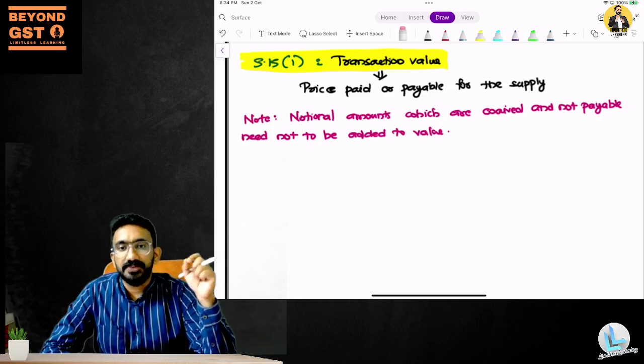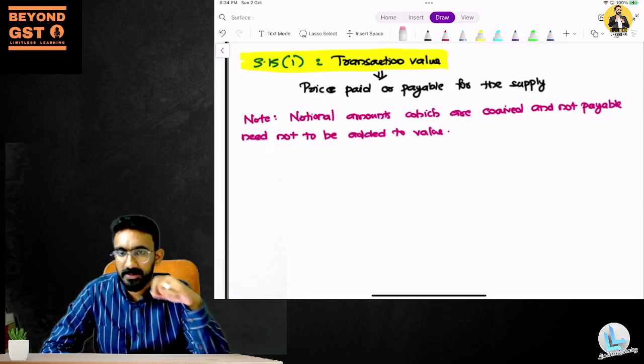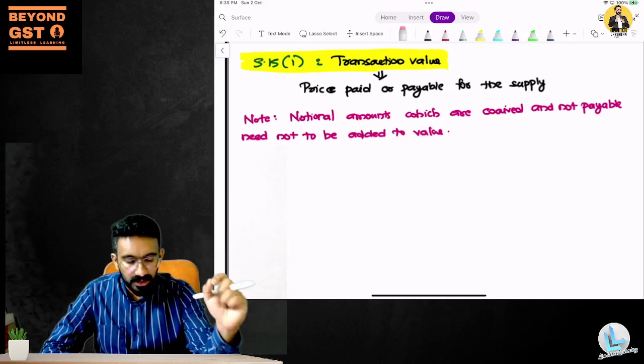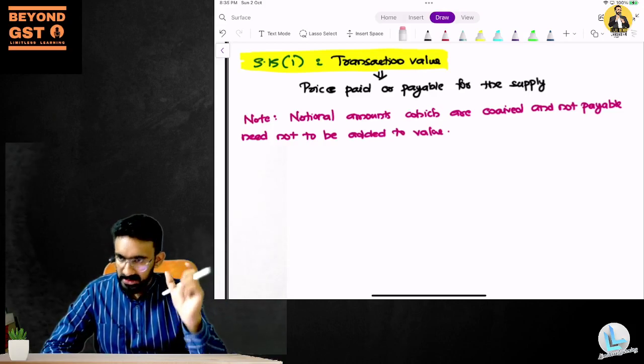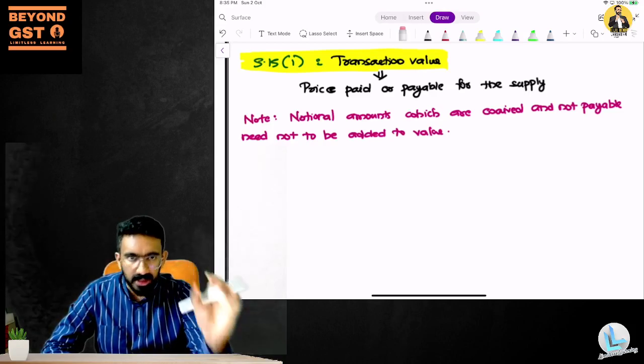So section 15.1 is transaction value, which is the price paid or payable for the supply. So whenever you have a question, you're writing 15.1, you're writing this price is nothing but the transaction value, which is the price paid or payable for the supply.